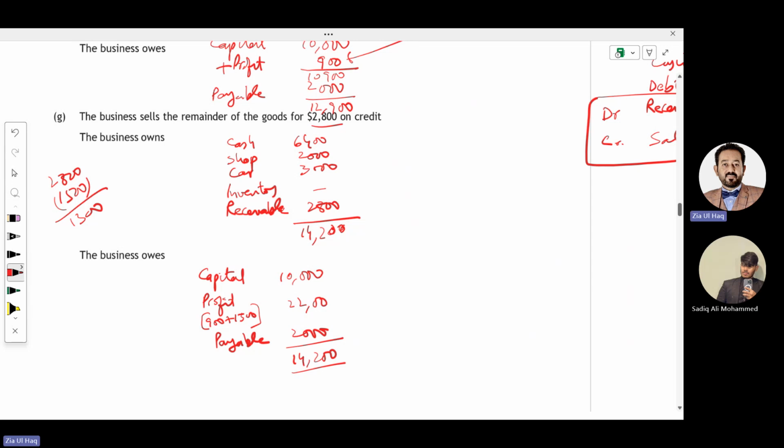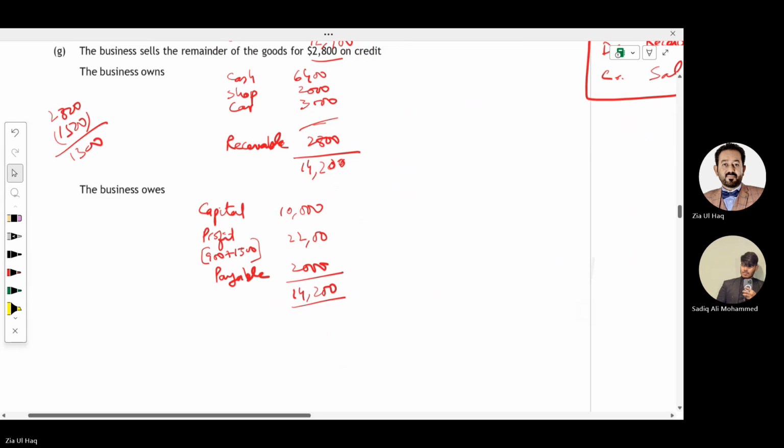So now business is having cash of 6,400, shop asset with 2,000, car asset with 3,000, inventory nothing, gone, eliminated. Receivable of 2,800, capital of 10,000, and profit through sale they have generated 2,200, and payables 2,000 that we need to pay to the supplier.